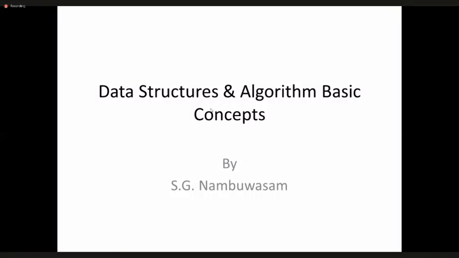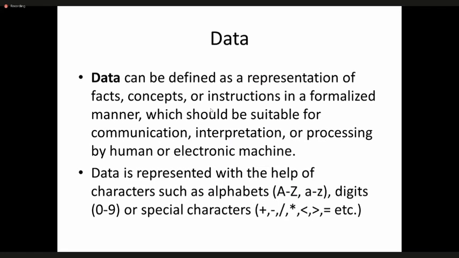This is about the basic concepts used in data structures and algorithms. We'll consider what is data. Actually, if we take the term data, before giving the definition, can someone tell me whether the term data is plural or singular?